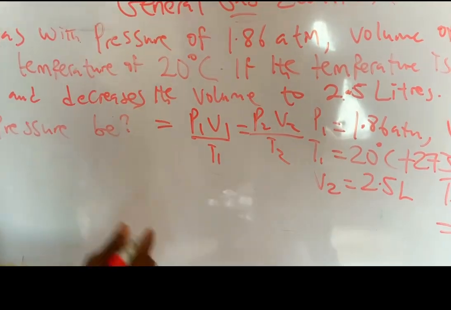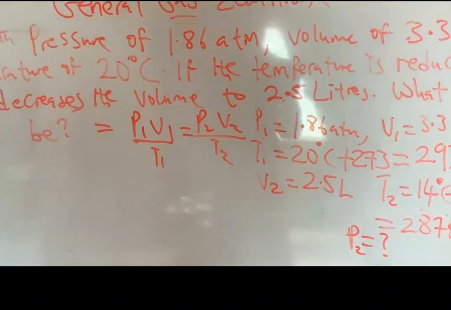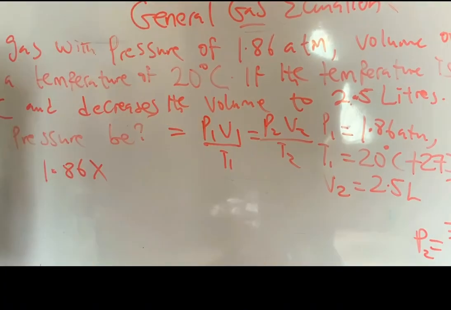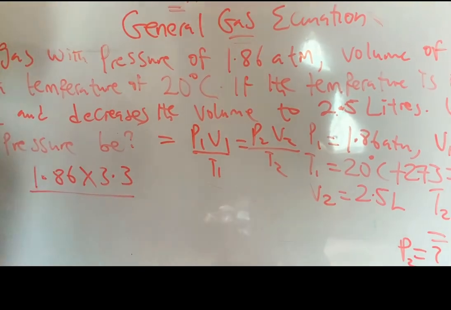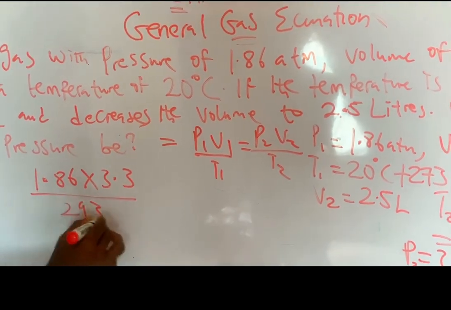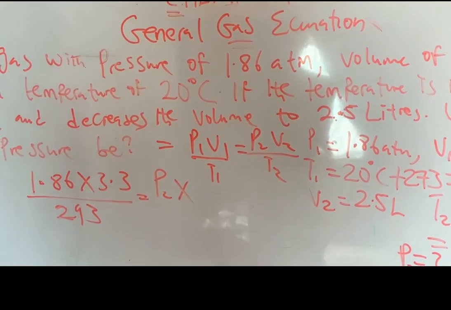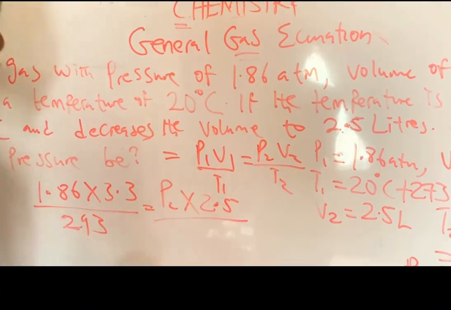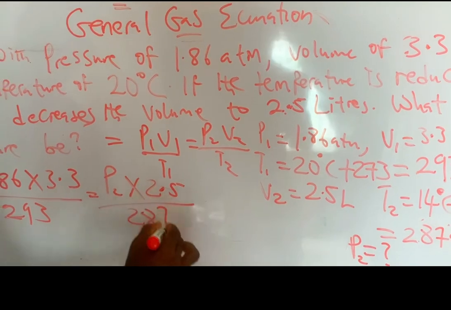So what is my P1? Remember, in this case, we are looking for the pressure 2. Now we are going to substitute our values. We're going to have our P1, which is 1.86, multiplied by my V1. My V1 is 3.3, all over my T1. My T1 is 293, equal to my P2, which is unknown. That's what we're looking for. Don't forget that. And then my V2 is 2.5. What is my T2? My T2 is equal to 287.